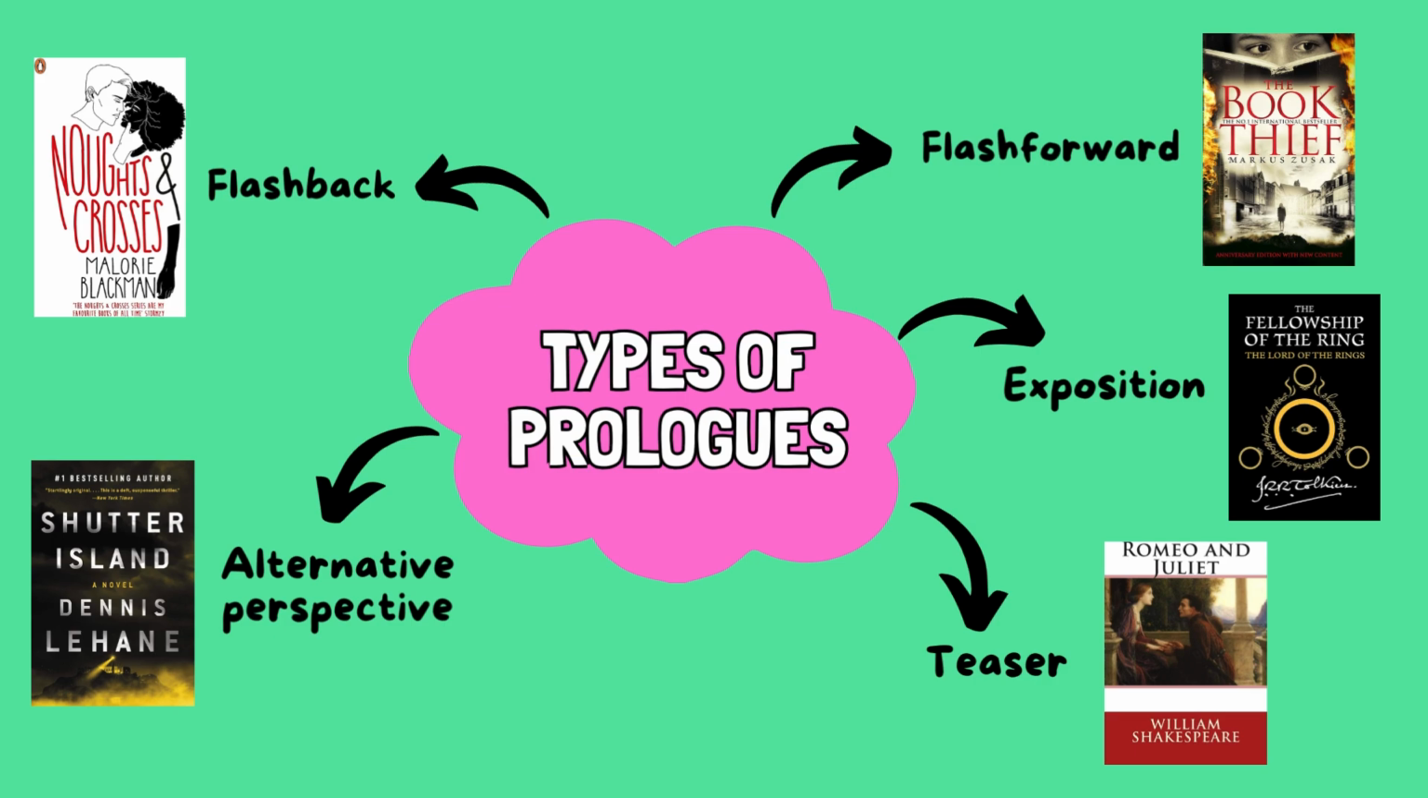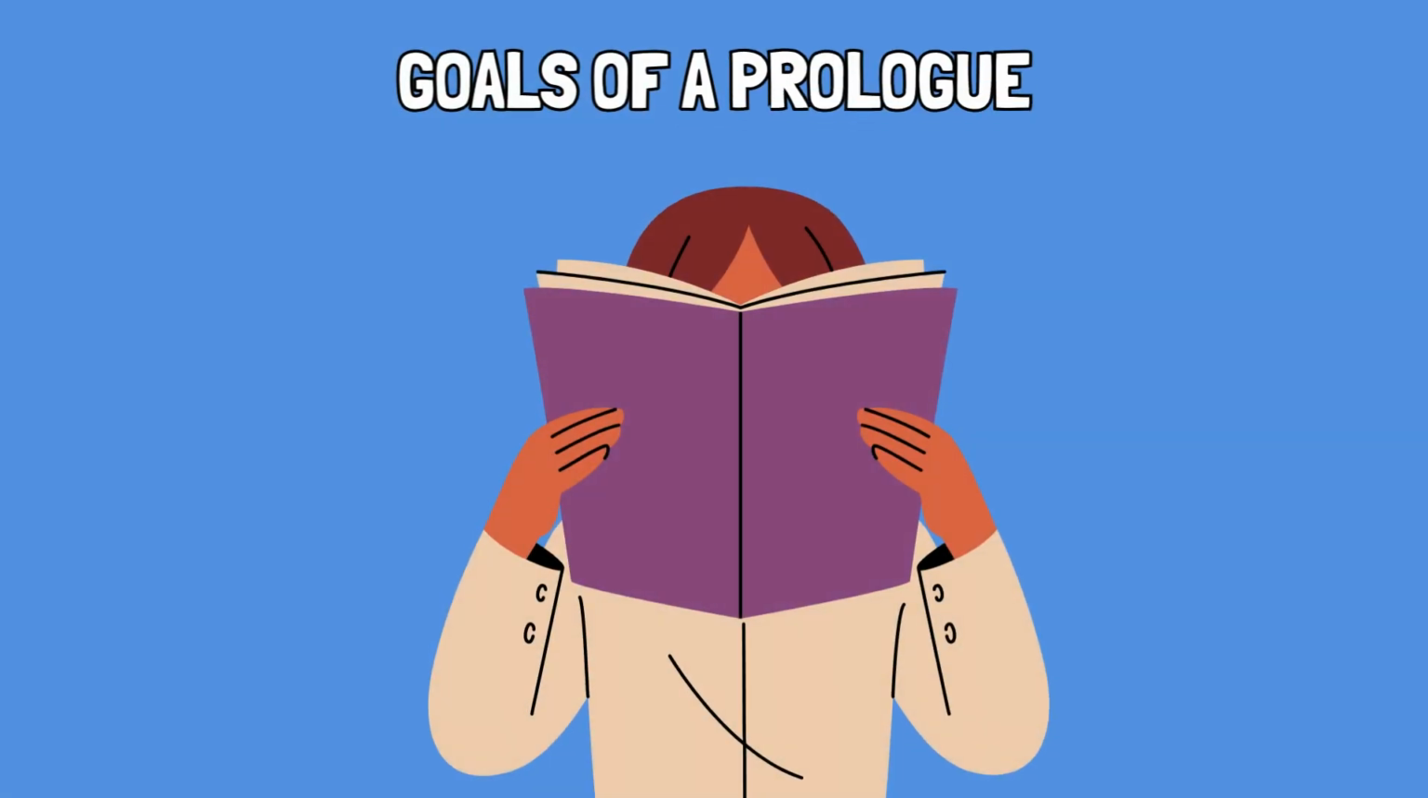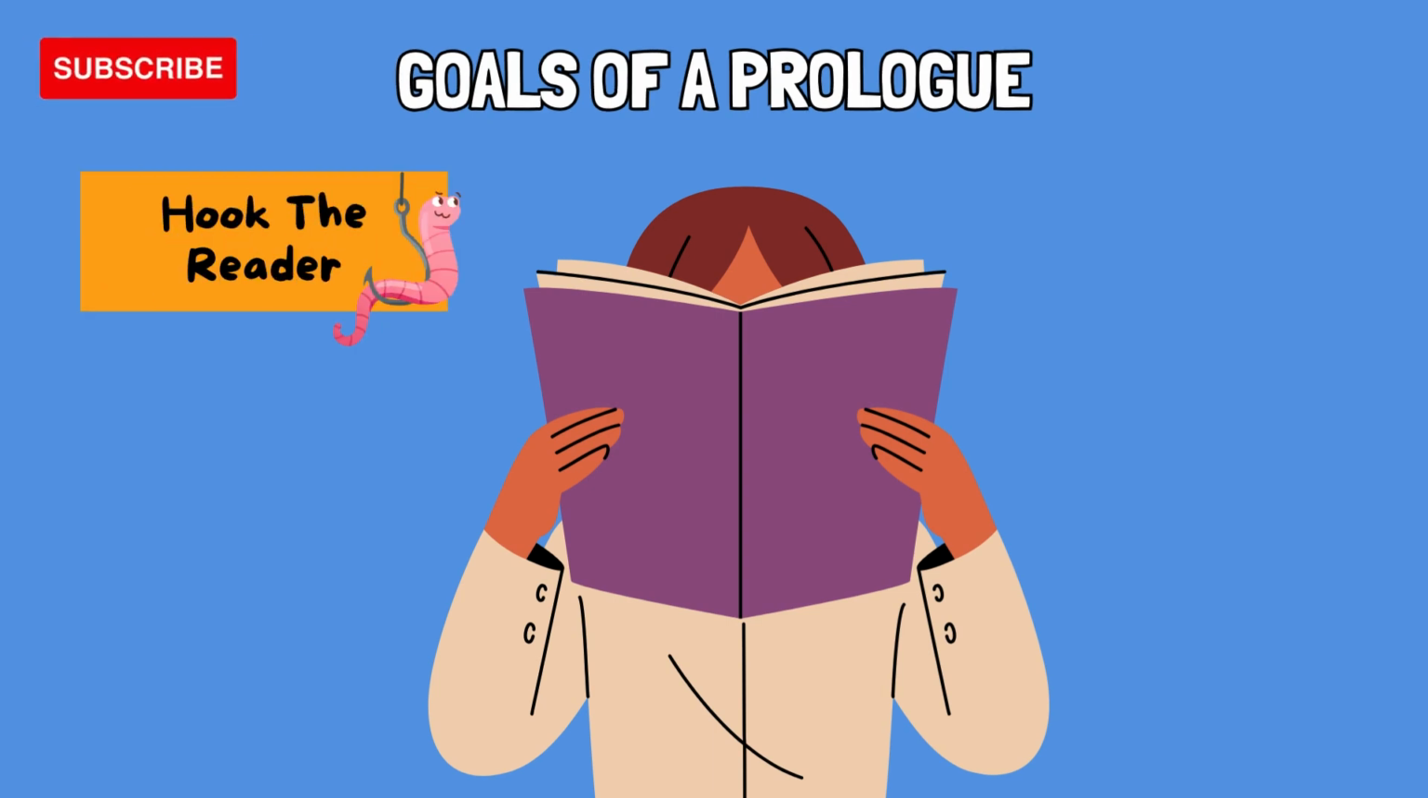A well-crafted prologue has 3 main goals. The first is to hook the reader. This is probably the most important goal. A prologue should grab the reader's attention and make them desperate to dive into the main story. It can achieve this by throwing them right into the heart of the action, introducing a mysterious character, or planting seeds of foreshadowing that pique their curiosity.